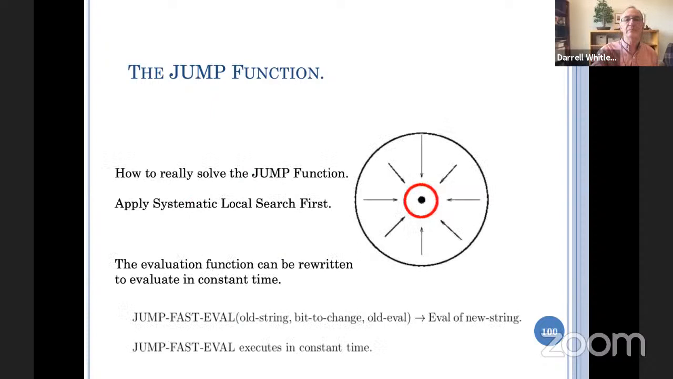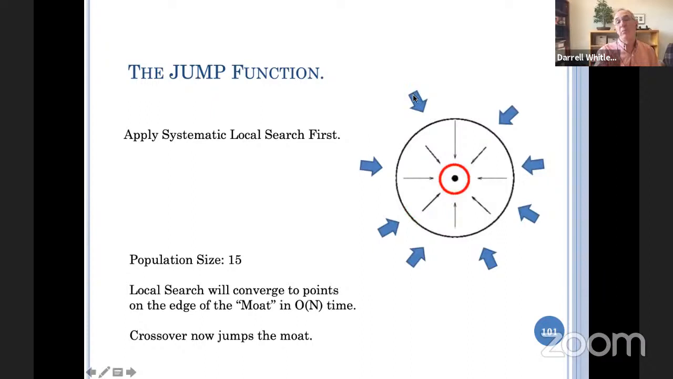But how do you really solve this? Well, the first thing any good engineer is going to do is say, can I speed up my evaluation function? So I was able to reformulate the evaluation function so that instead of running in order n time, it runs in constant time. And then I'm going to apply local search. Local search will distribute a set of points around the moat. In other words, you just climb this hill, you get to this point, you get stuck. But the local search is unbiased. It searches in all directions and it just puts solutions all the way around the moat.